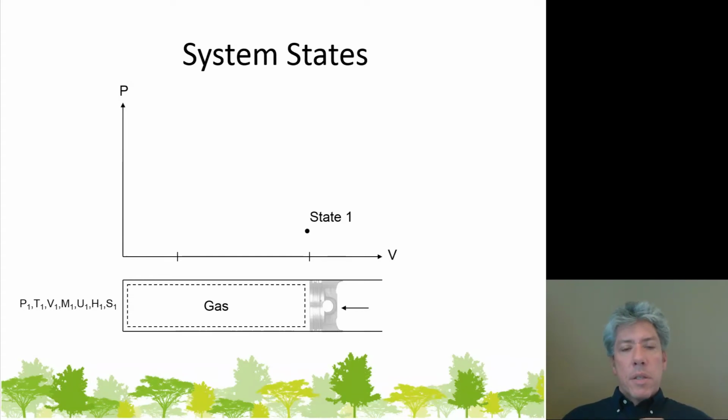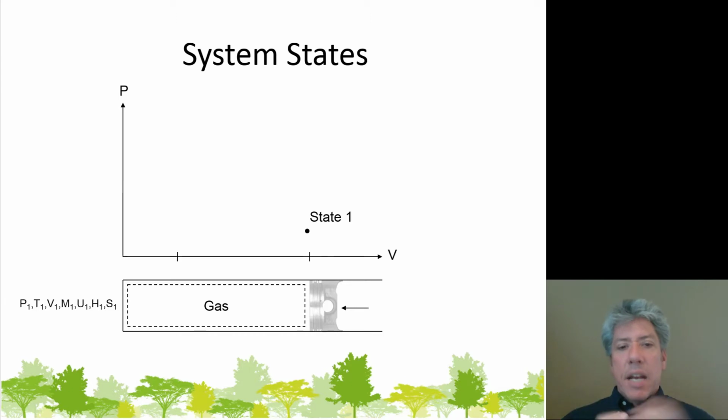So let's talk about system states now. A system state is just the properties of the system at one particular value. So here's our piston cylinder device. I've laid it on its side this time. This could be the piston cylinder in your car's engine. Of course, the cylinder is pretty long for that, but bear with me.